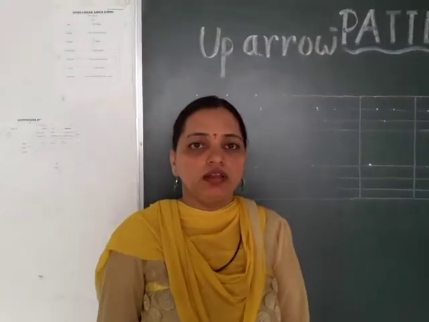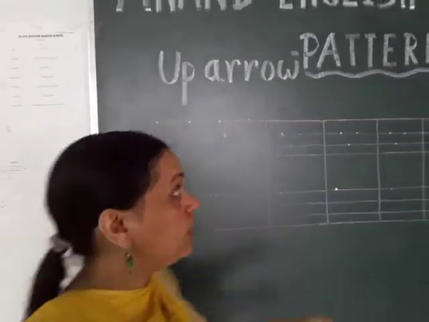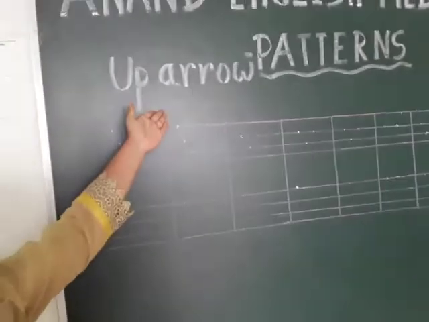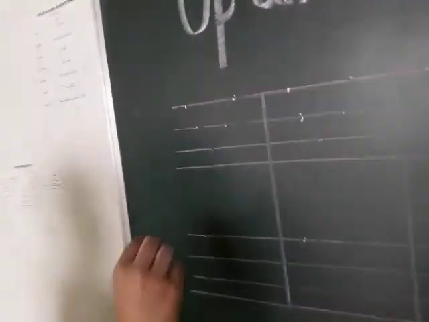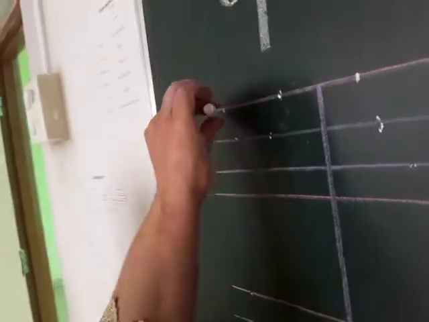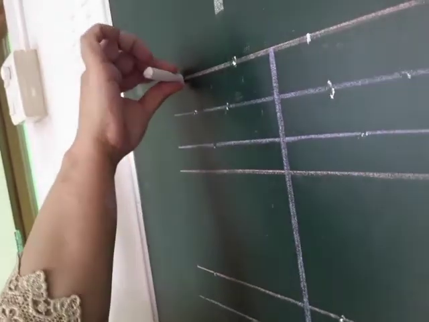On behalf of Anand English Medium School, today we learn patterns. Today we learn up arrow. Open your books and take your pencil. Make sure that your pencil is sharp. Always take eraser with you.